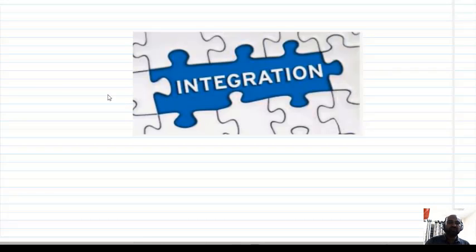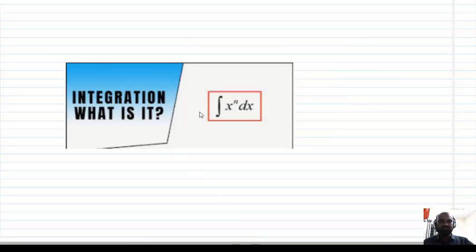Hello students, I am going to start a new chapter in mathematics called integration, an important part of calculus. Okay, integration. First of all, I want to explain what is the meaning of integration, what it is and what is the use of it.